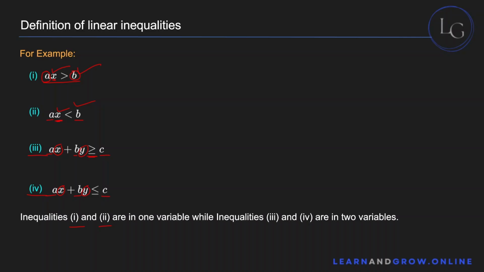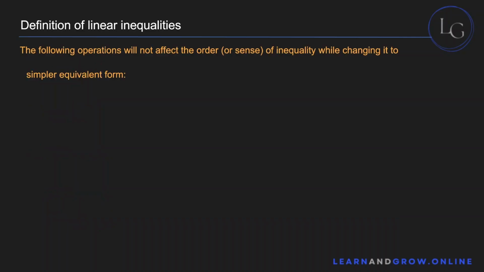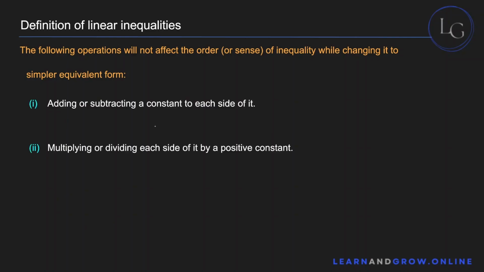So that's that. Now, the following operations will not affect the order or sense of an inequality. What we mean by this is, first, adding or subtracting a constant to each side. Let's say we have x is greater than y. If you add 4 to both the left hand side and right hand side, it will not change anything. X plus 4 is greater than y plus 4.